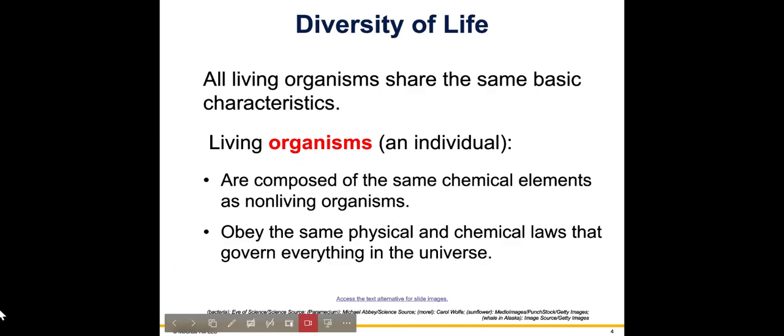There's also a great diversity in living things because all living things share some basic characteristics. Living organisms, or that individual, are made of the same kinds of chemical elements that non-living things are made of. So we're all made of atoms. And these living things have to obey the same physical and chemical laws that govern everything else in the universe. So something like gravity still applies to a living thing.